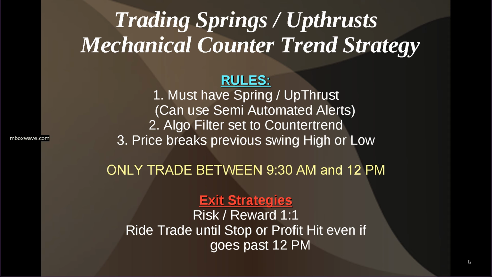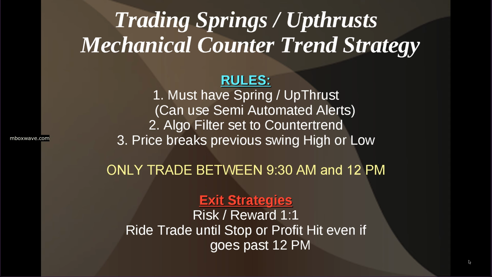So let's go through the rules quickly. The first one is that it must be a spring or upthrust, right? We can use these semi-automated alerts that I presented in January's webinar, that can be applied to NinjaTrader, TradingView, and Sierra Chart. Second rule is the algo filter needs to be set to countertrend, and I'll show how to do this. It's very easy.